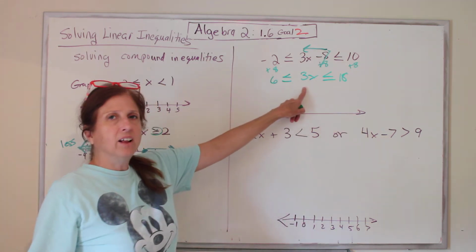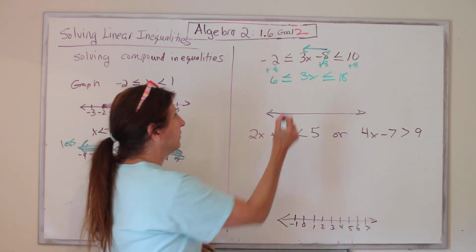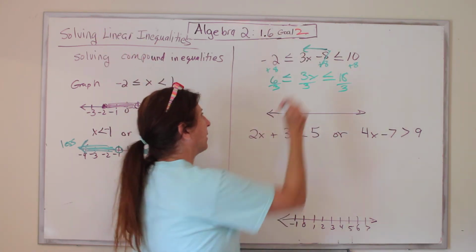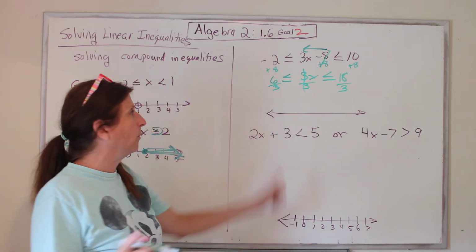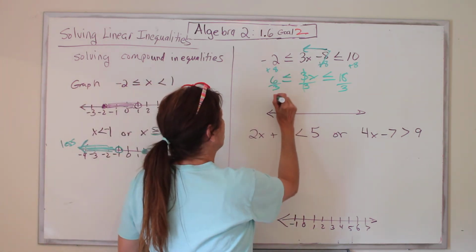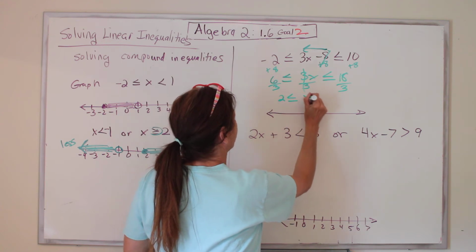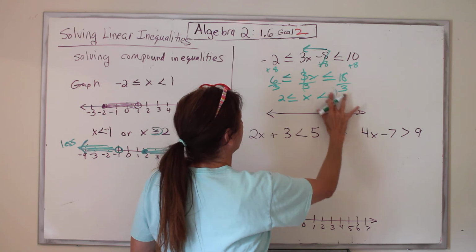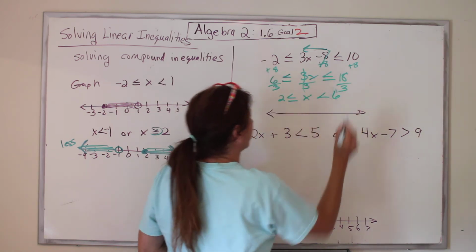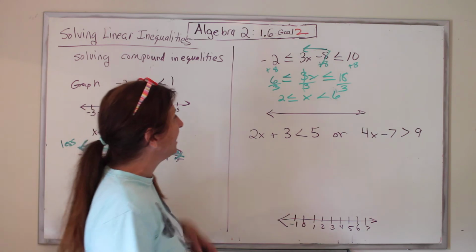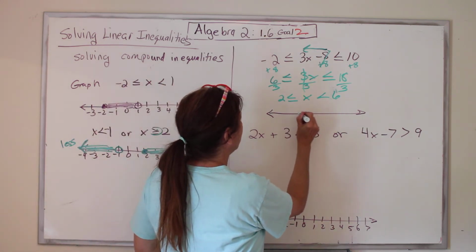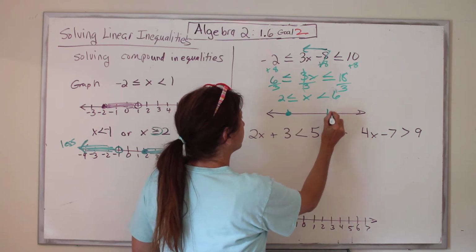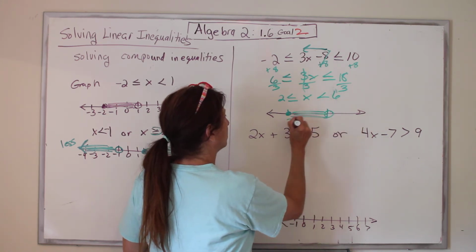Now, why is x not alone? It's multiplied by 3. What's the opposite? Divide by 3. Who gets divided by 3? Everybody gets divided by 3. Woo! It's a divide by 3 party. Do I flip it? No, they weren't negative. So 6 divided by 3 is 2, less than x, less than 18 divided by 3, which is 6. All right, so now how do I graph it? I go to 2 and I put a dot. I go to 6 and I put a donut and I color between them.